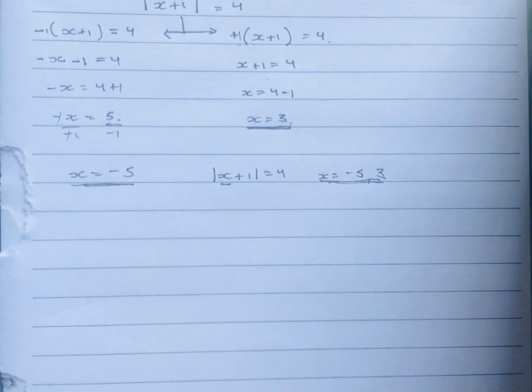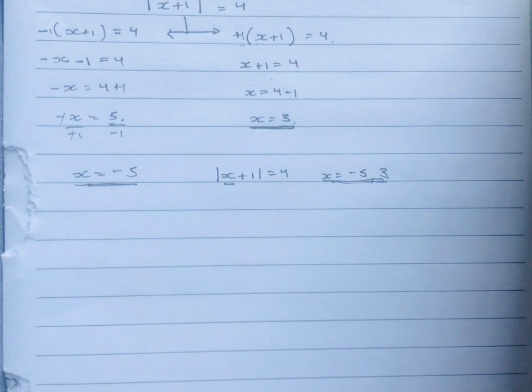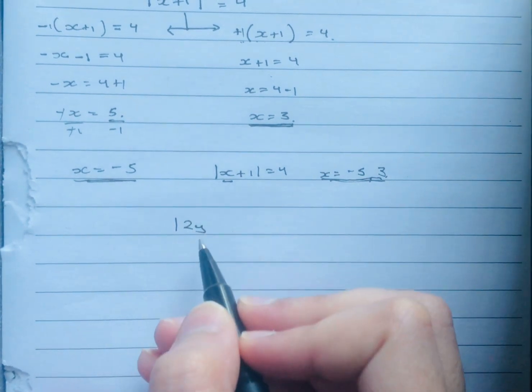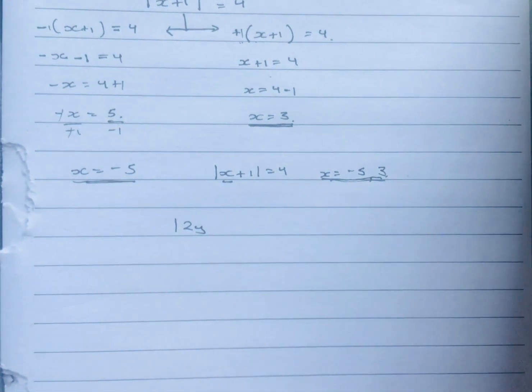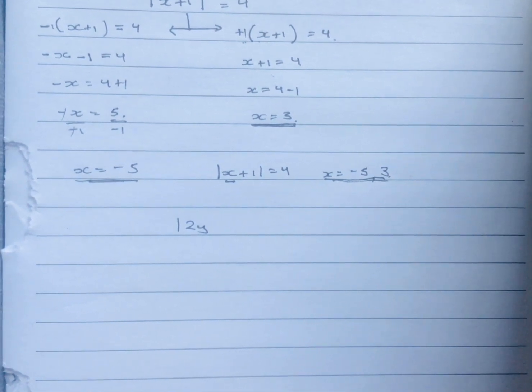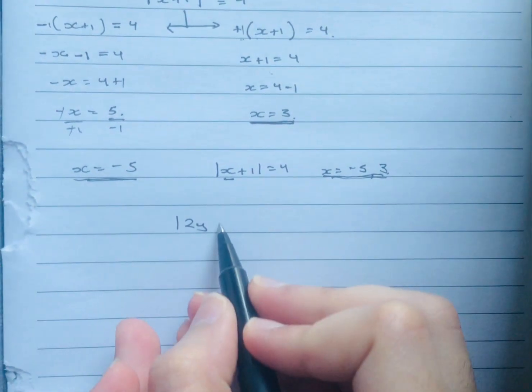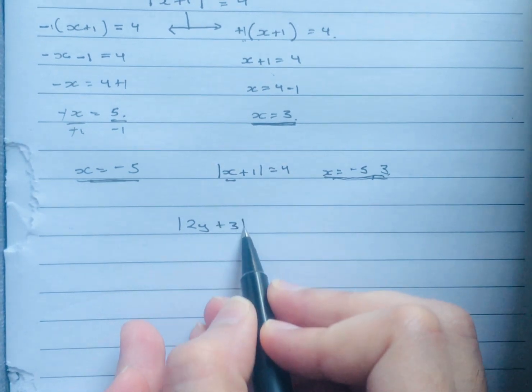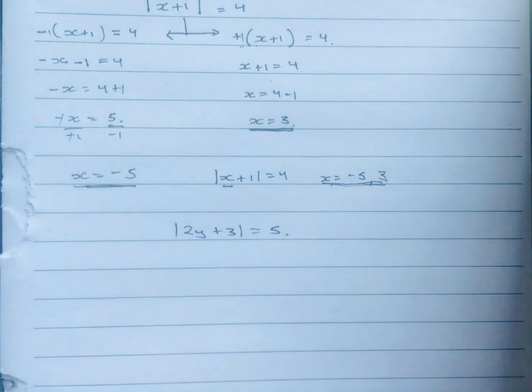Now let's continue. Let's look at another example that I have here. So now we have 2y. Remember, variables can be x, y, m, p, q, k, r, s, not just x. Don't get confused when you see a different alphabet. Now you have the absolute value of 2y plus 3 is equal to 5.